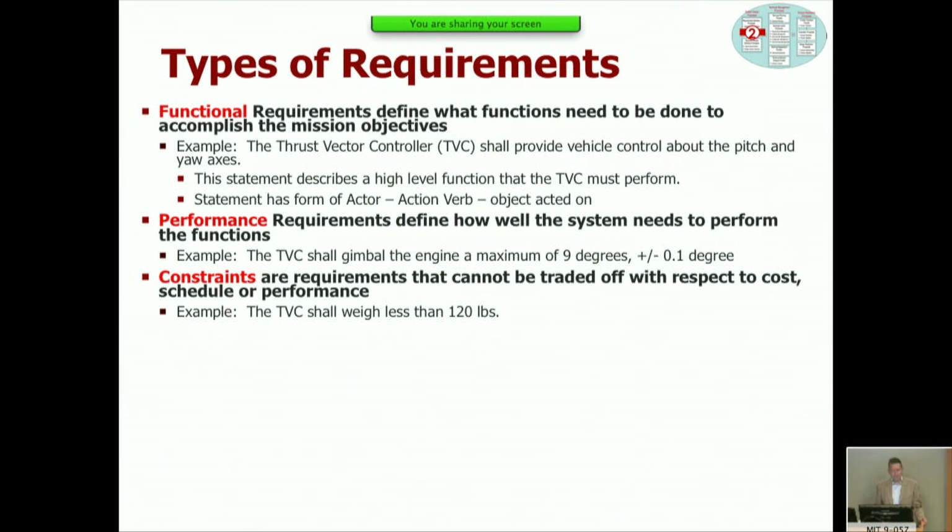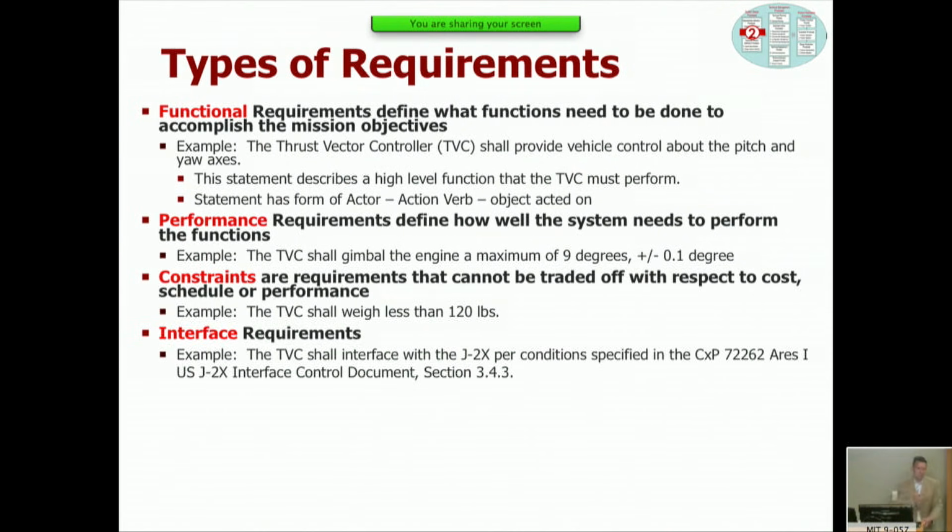So then we have constraints. Constraints are things like weight, mass, power, things like that. So constraints are requirements that cannot be traded off with respect to cost, schedule, or performance. So for example, the thrust vector controller unit module shall weigh less than 120 pounds. If you think about it, that is not functional, right? The weight of this thrust vector controller shall not be more than 100. That is not performance. It's not a functional requirement, but it's a constraint on the form, essentially, right? So this looks more like what we would call a specification constraint.